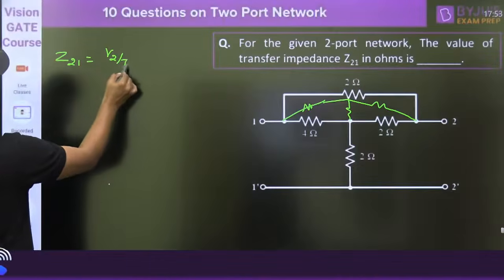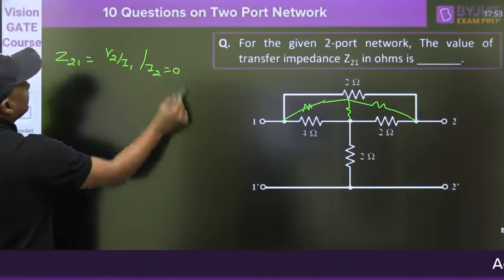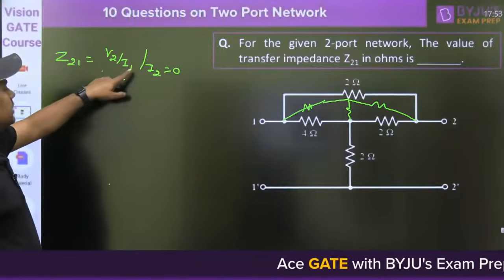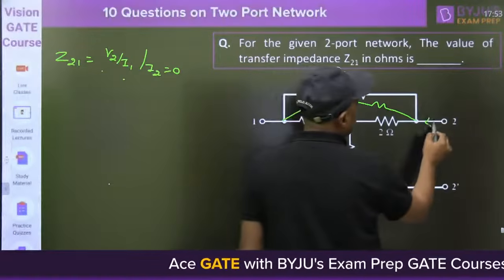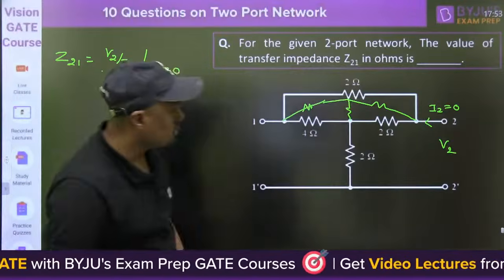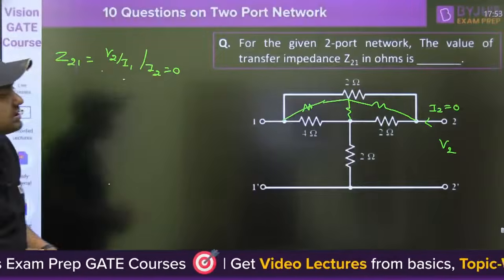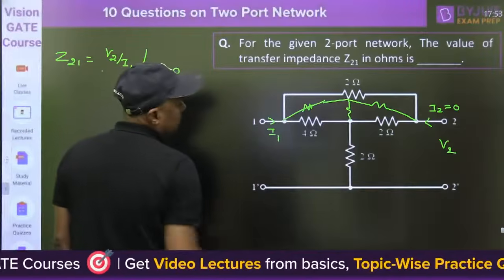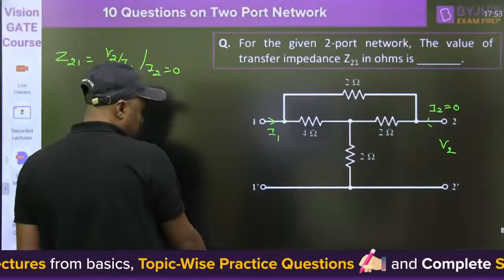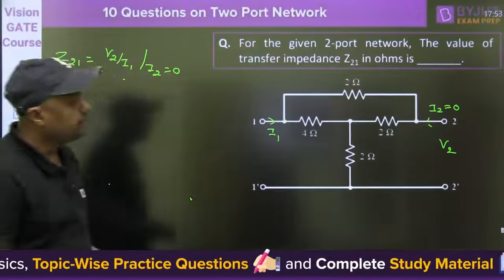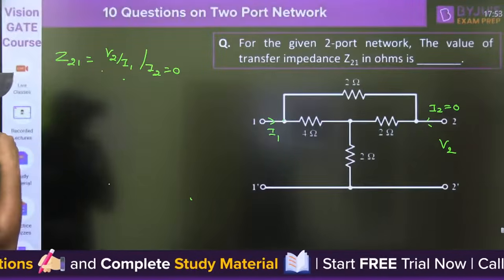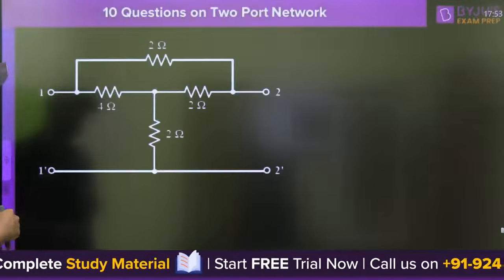Z21 is V2 by I1 with I2 equal to 0. I2 equal to 0 means in this branch there is no current. And what is the voltage? V2 here, what is the voltage at this point? V2 here, and V2 by I1 is required. This is the I1. So if it is possible, then yes, you can find V2 by I1. Or if it becomes lengthy, then you can change it. This is the value.